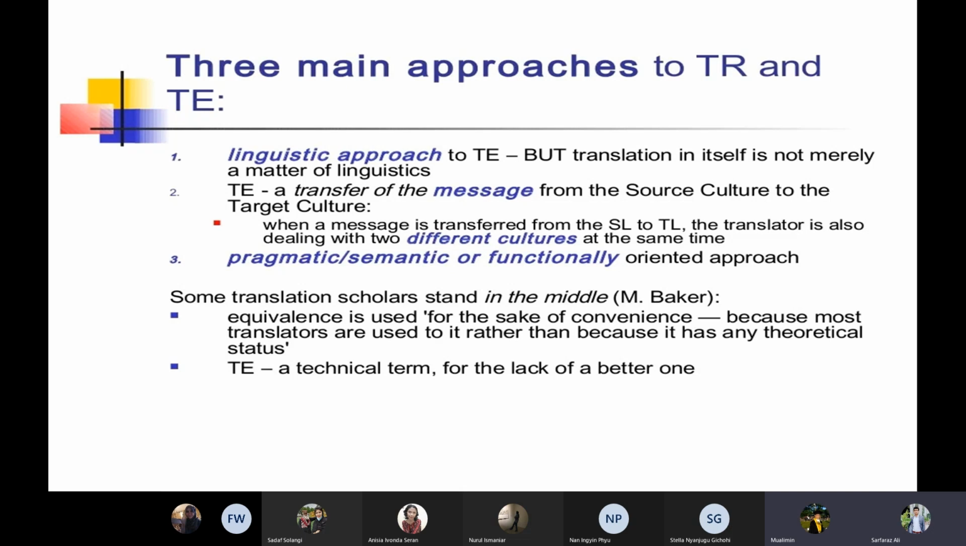And the third approach presents the sense of the pragmatic and the semantic, how they function in different types of texts. Some translation scholars stand in the middle, or could favor the first approach or the third approach. Among them, Baker was one who mentioned these approaches: equivalence is used for the sake of convenience, because most translators use it, rather than because it has any theoretical status. So this is the sense of these three approaches.